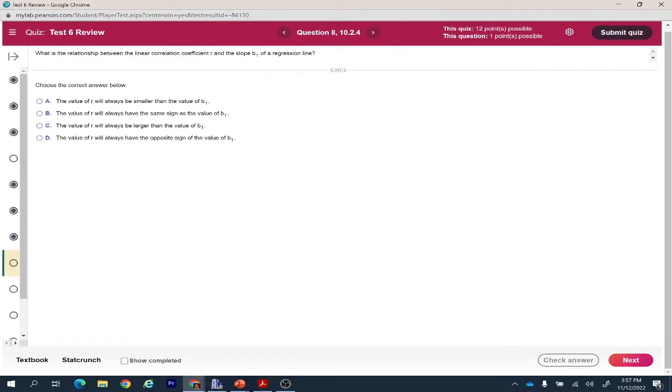What is the relationship between the linear correlation coefficient R and the slope b1? The linear correlation coefficient and slope have the same sign. If the correlation coefficient increases, the slope increases. So the value of R will always have the same sign as the value of b1. So that's the right answer.